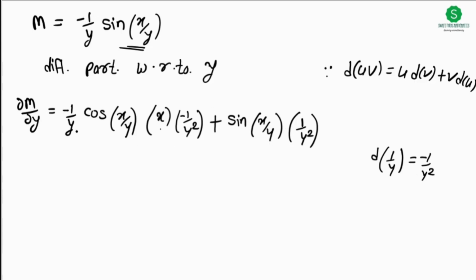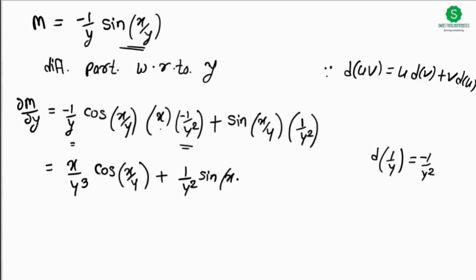Now simplify: minus into minus, the first term contains two minuses, so the product is plus x upon y cube cos x by y plus 1 upon y square sine x by y. So this is the del m by del y term. Now in a similar way we have to differentiate n partially with respect to x.